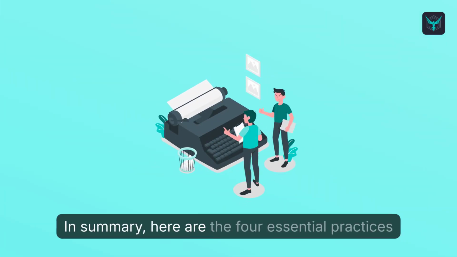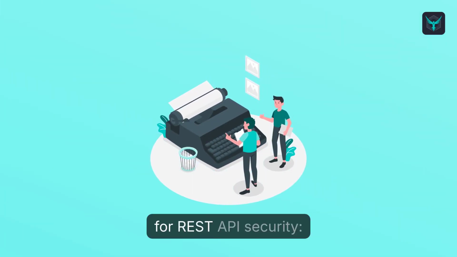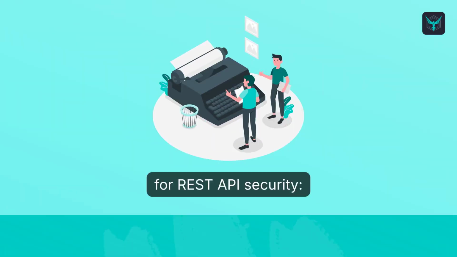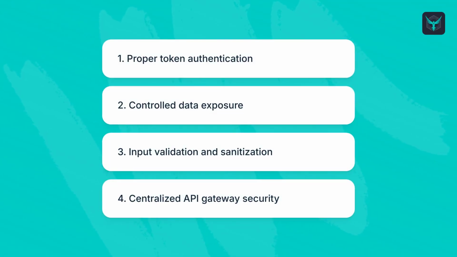In summary, here are the 4 essential practices for REST API security. Proper token authentication, controlled data exposure, input validation and sanitization, centralized API gateway security.